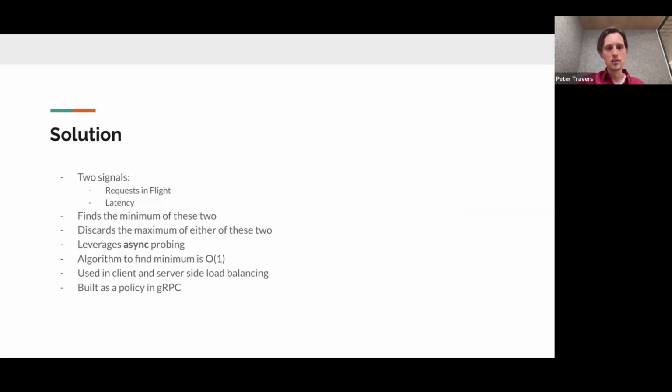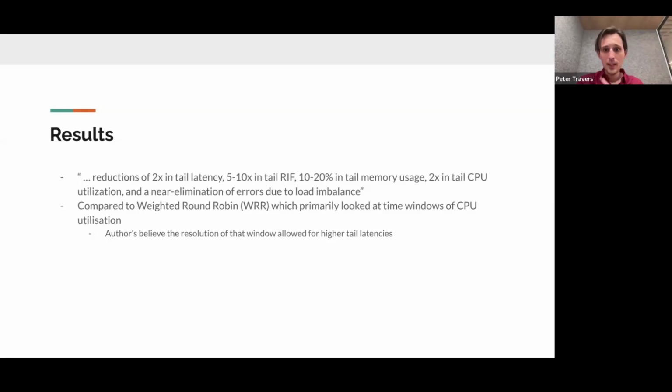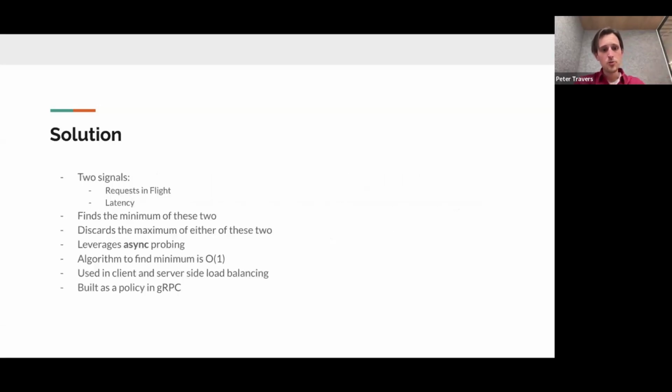It has an interesting solution in that it has a concept of hot and cold nodes. A node is considered hot if there is a large number of requests in flight, and it's considered cold if it has a low number of requests in flight. If there are any cold nodes, it just chooses the lowest latency of the cold nodes. And when it's hot, there is a separate strategy where it will pick again based on latency.